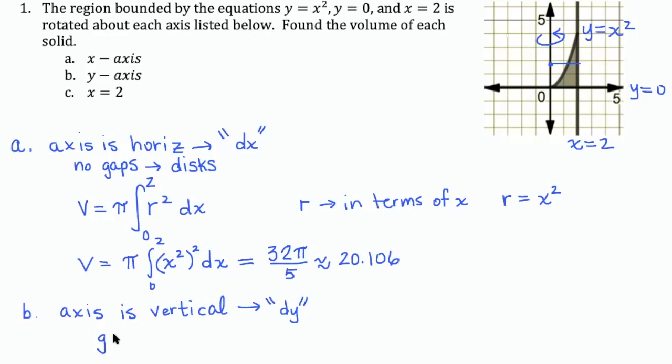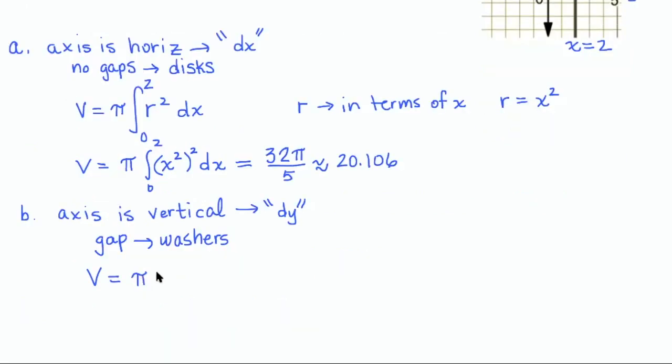So since we do have a gap from our axis to the shaded region, this will be a problem to do using washers. Our cross sections are going to look like donuts and have holes in the middle. So that means the formula that we're using is pi integral capital R squared minus little r squared dy. I need to get capital R and little r to be expressions in terms of y, or they might be constant if we get lucky.